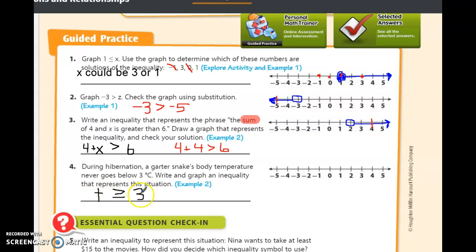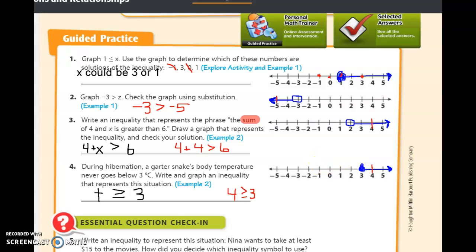So there's my inequality. Now I'm going to go over and graph it. Because it could be 3, I want to do a circle that's filled in on 3 to show that it could be that as a possible solution, but it also could be anything greater than 3. Let's go ahead and check it by picking a number in the highlighted area. I'll pick 4. If I plug 4 in for t, is 4 greater than or equal to 3? Well, it is, so I know I did it right.